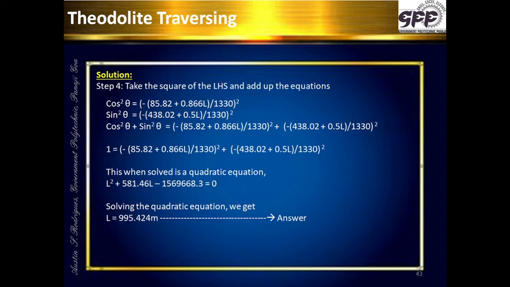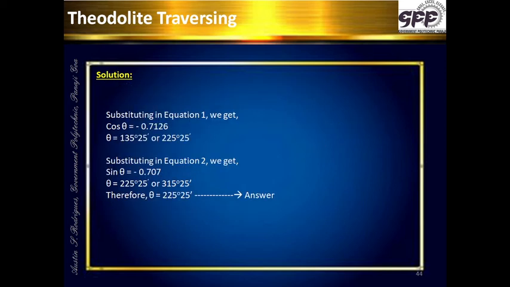Still, theta is unknown. We need to find theta. Let us proceed further. Now that we have got the value of L, in equation 1 we put the value of L. We get cos theta as minus 0.7126. For which angle is cos theta minus 0.7126? There are two values. Theta can be either 135 degrees 25 minutes or it can be 225 degrees 25 minutes. So one of them is true. Both cannot be true. So I take the value of L, substitute that in equation number 2. When I substitute in equation number 2, I get sine theta as minus 0.707.